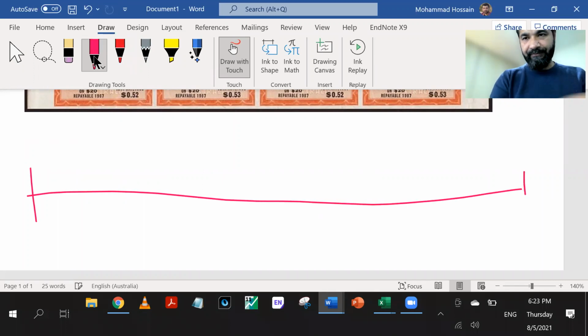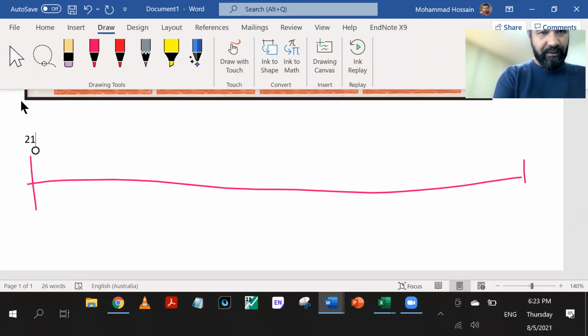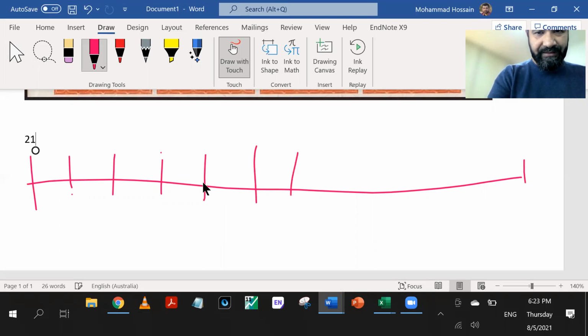This is the timeline. In this case, let's say you have paid in 2021. Let's say this is 21, and this is 22, 23, 24, like this. Okay. Timelines.